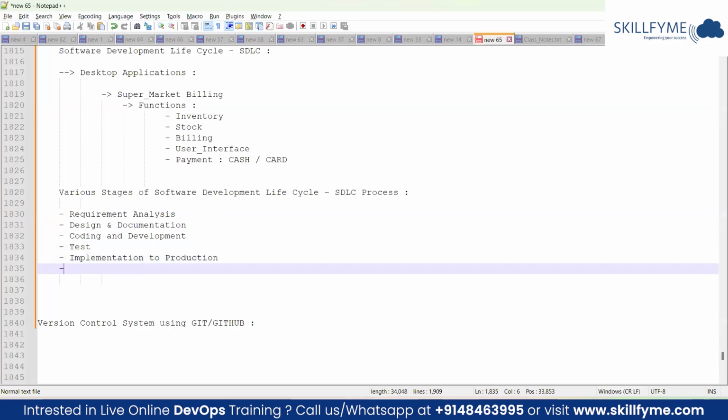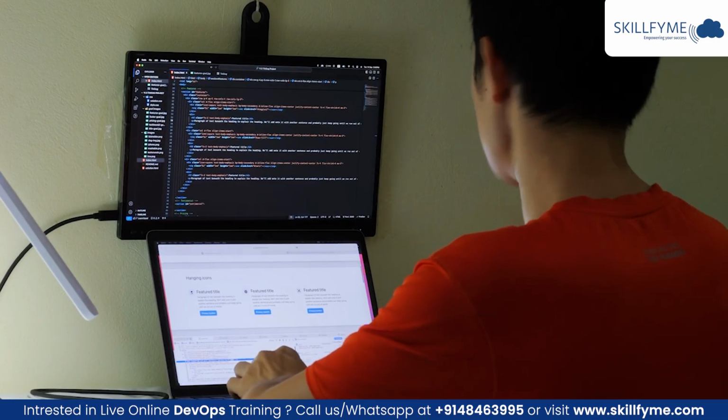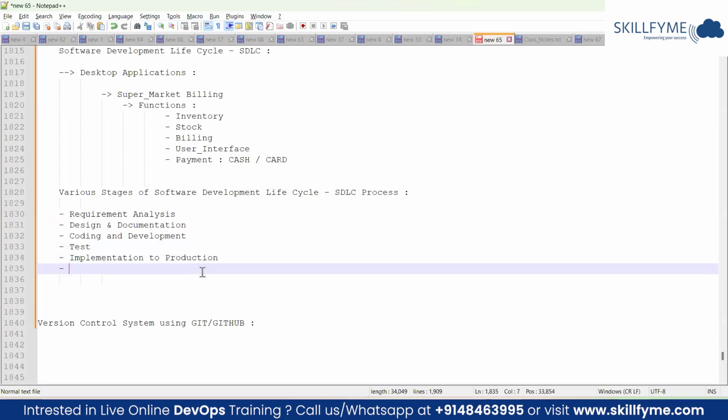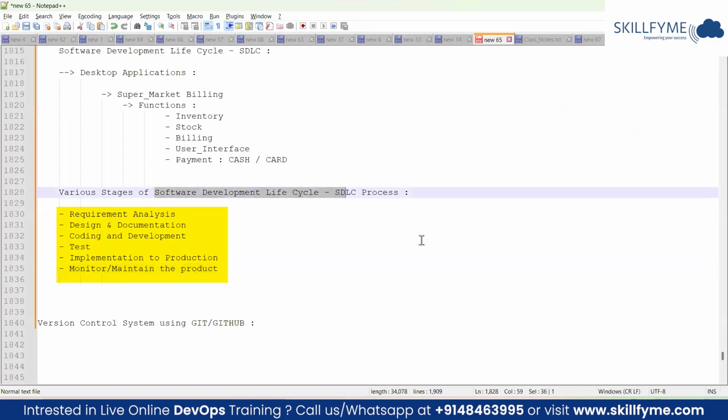And once it is implemented to production, that means the application is live now. It will be given to the customer. Customer will be utilizing this product. And upon implementation, what we do here is we just do some sort of maintenance or monitoring. So these are the various stages of your SDLC process. This is what we actually use in order to develop any software.